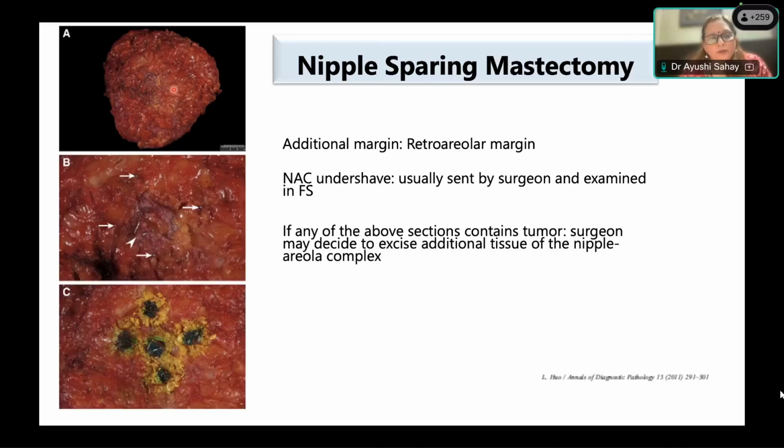Besides the superior and inferior, you also have to give a margin of the nipple; there is a stitch mark to where the nipple was located. Either it is inked or a stitch is marked by the surgeon. That area has to be sampled well, because if there is any kind of in situ or invasive tumor here, that means the patient needs to have a revision of the skin and the nipple needs to be excised. So in our hospital, generally this area is separately sent as an NAC undershave, and it is examined in frozen. But if frozen is not done, and you have a nipple sparing mastectomy, you have to take a section through where the nipple was located and confirm that there is no residual invasive or in situ tumor there.